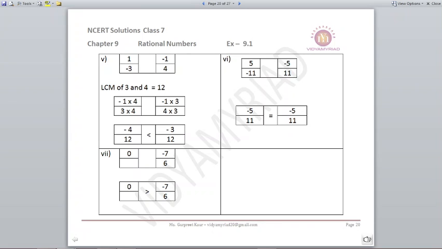1 upon minus 3 and minus 1 upon 4. So 4 and 3, 12. Minus 4 upon 12 and minus 3 upon 12. Minus 3 comes first. Then comes 4. So minus 3 upon 12 is bigger.